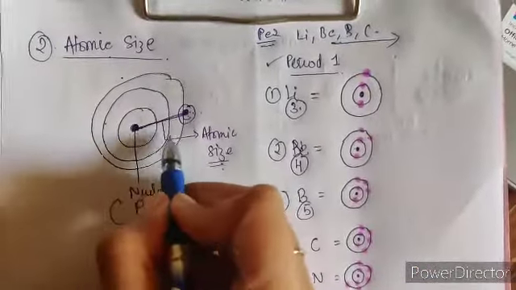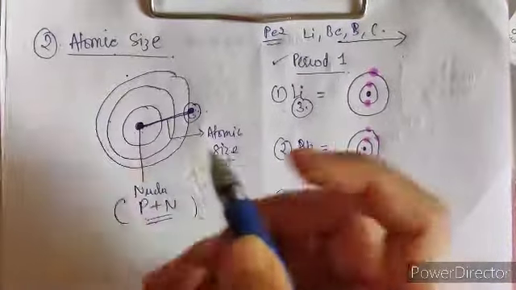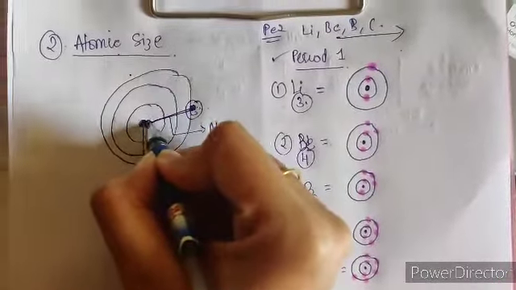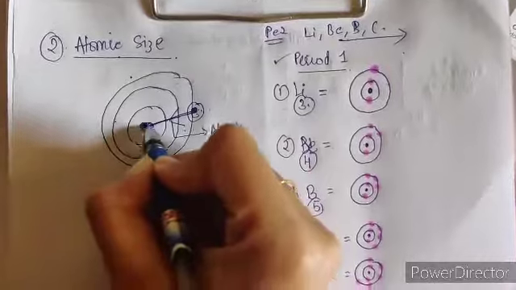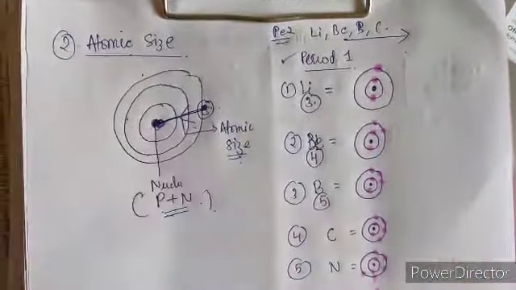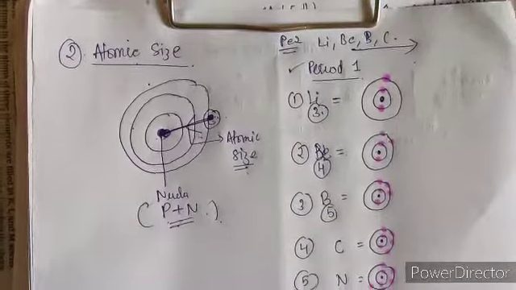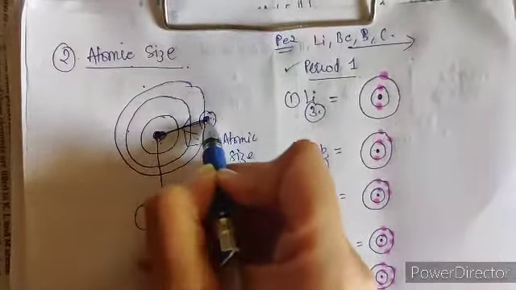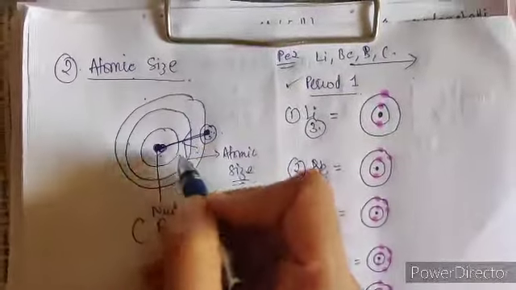Okay, so how are these electrons revolving? It is because of a force of attraction which is there between this nuclear charge and the electrons. The nuclear charge puts a force of attraction. There will be a force of attraction between the nuclear charge and the outermost electrons, and because of that electrons are able to revolve in the orbit or in the shell.